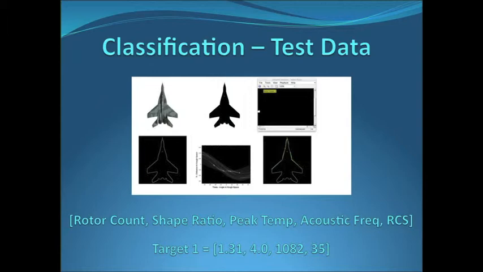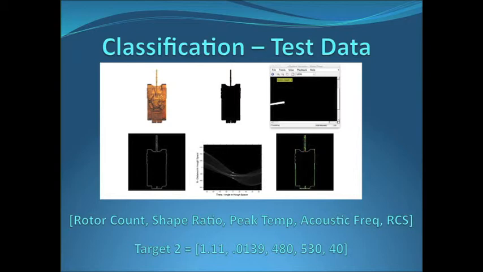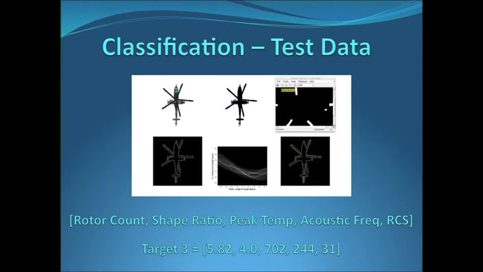And in this case, we had a particular target, and these were the numbers for rotor count, shape ratio, peak temperature, acoustic frequency, and radar cross-section that were generated by the system. A second target, similar to the first, different numbers and different analysis. And a third test target.